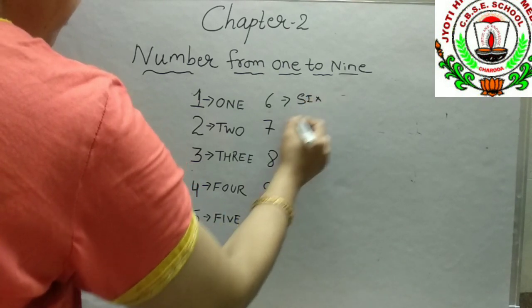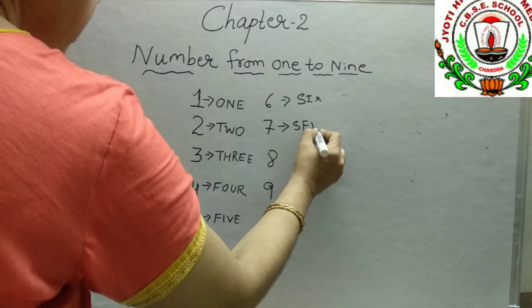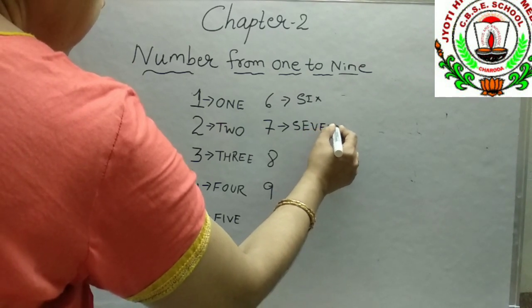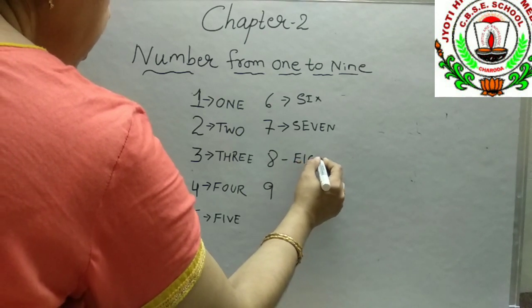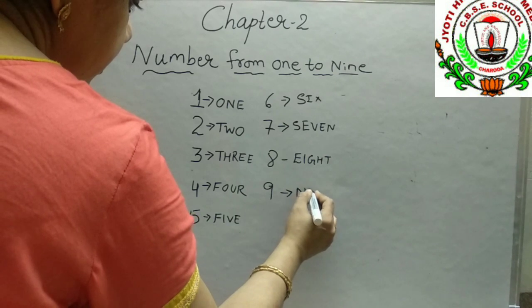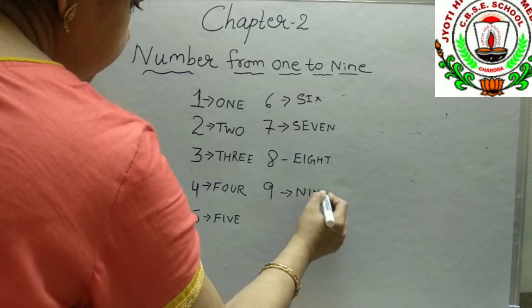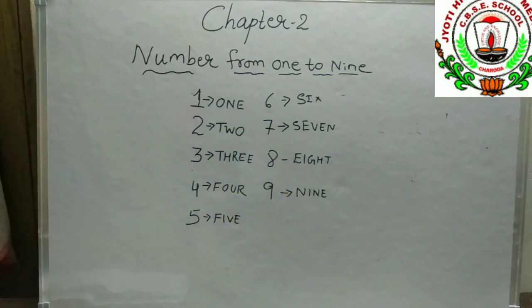S-I-X, 6. What is the spelling of 7? S-E-V-E-N, 7. What is the spelling of 8? E-I-G-H-T, 8. What is the spelling of 9? N-I-N-E, 9. I have told you the spelling from 1 to 9 in the previous class.